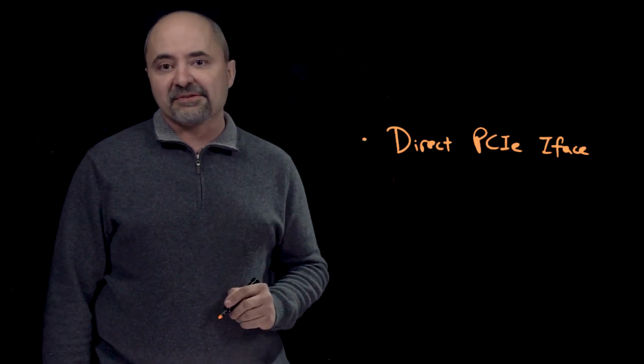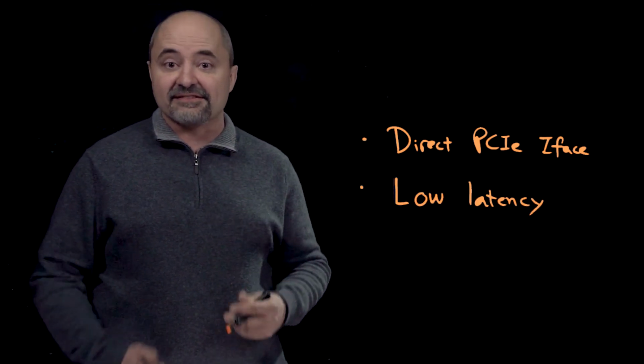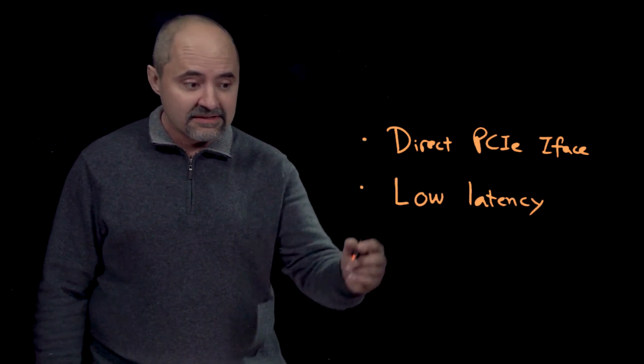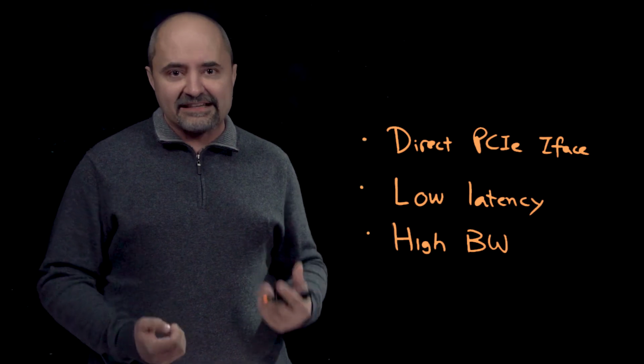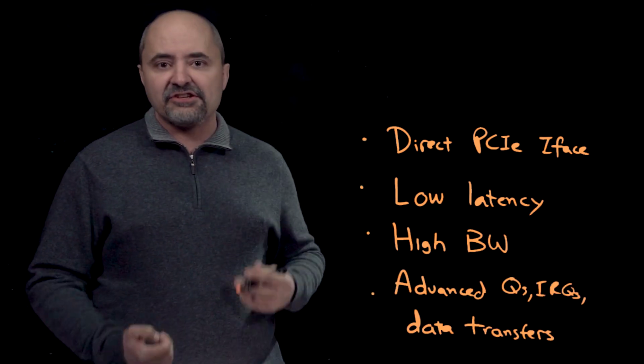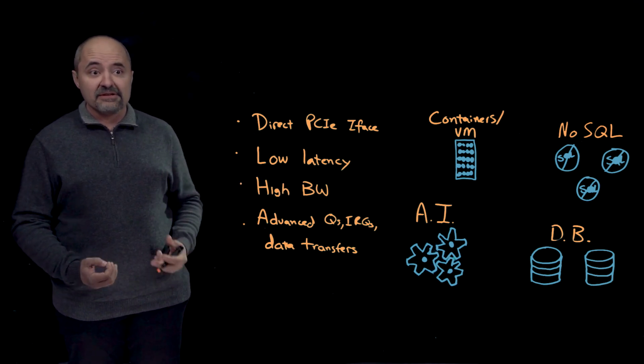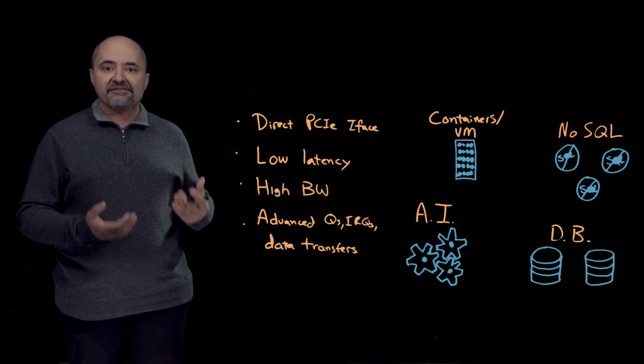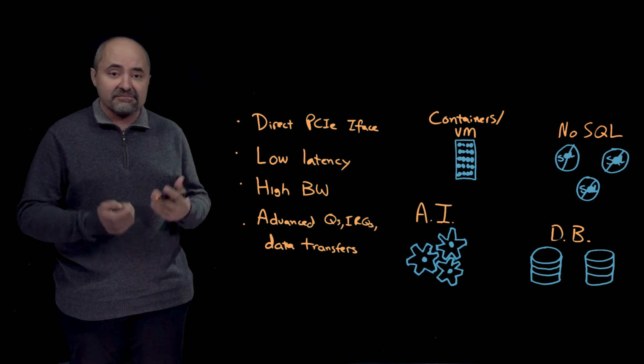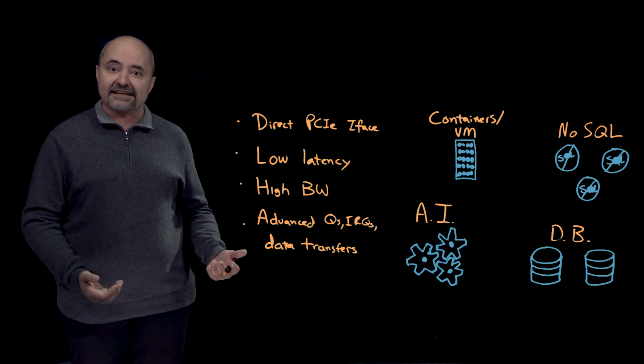So we've seen how NVMe Express, with its direct PCI Express interface, is low latency because it doesn't require a host controller. It's high bandwidth, enabling very dense server deployments, and its advanced queues, interrupts, and data transfer features can accelerate these workloads. It's just another example of how NVMe Express is the proper choice, really the only choice for modern server workloads today.